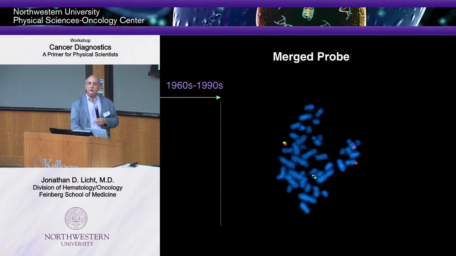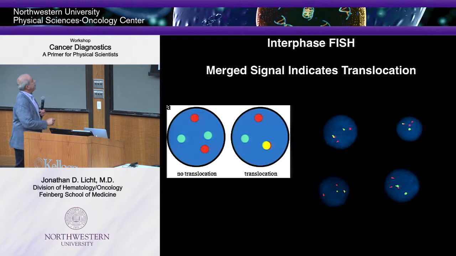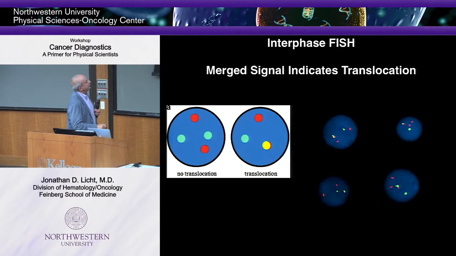You can do it during the interphase of a cell. In this case, if you have no translocation, you'll have two dots of green and two dots of red. And you can see that over here. Here's two dots. Well, in this case, is a patient with disease. Well, here's two dots of green and two dots of red, I guess.